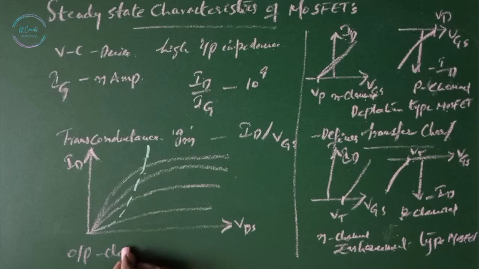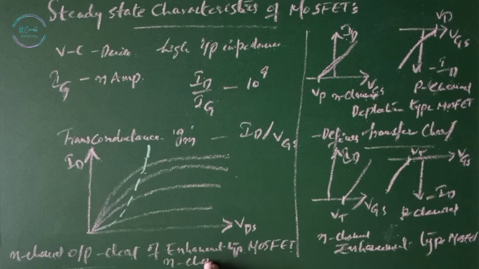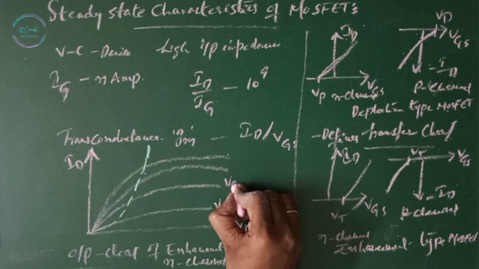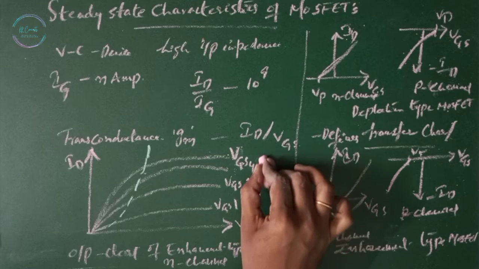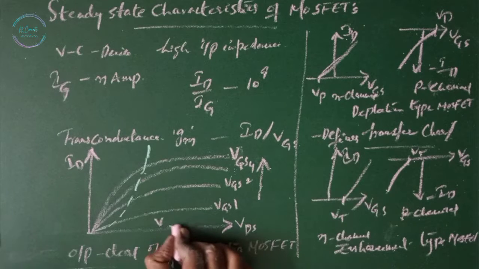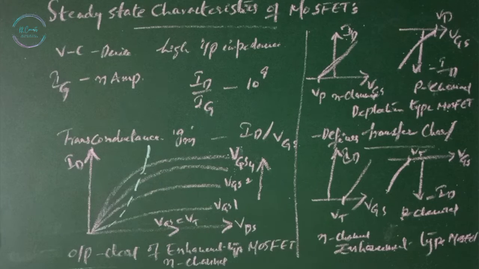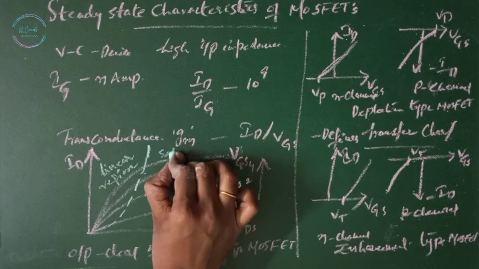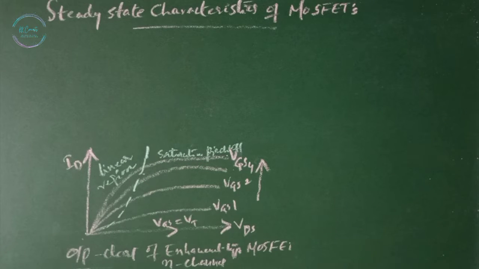Output characteristics of enhancement type MOSFET, N channel. This is VGS1, VGS2, and so on, VGS4. This is the increasing order of VGS. This line belongs to VGS equal to the threshold voltage VT, and this is the linear region, and this is the saturation or pinch-off. So for an N channel enhancement type MOSFET, there are three operating regions.